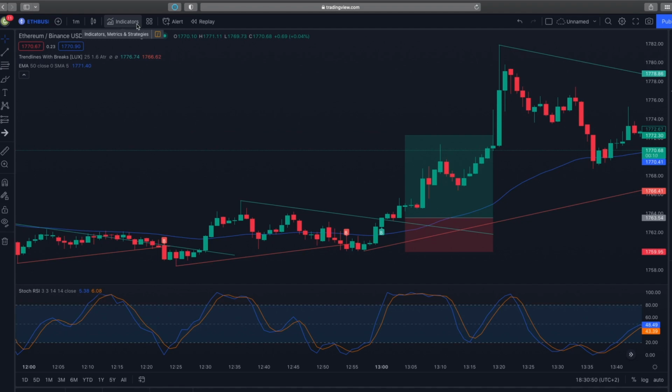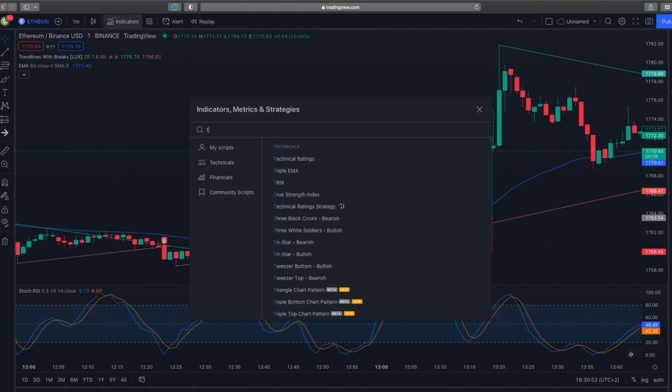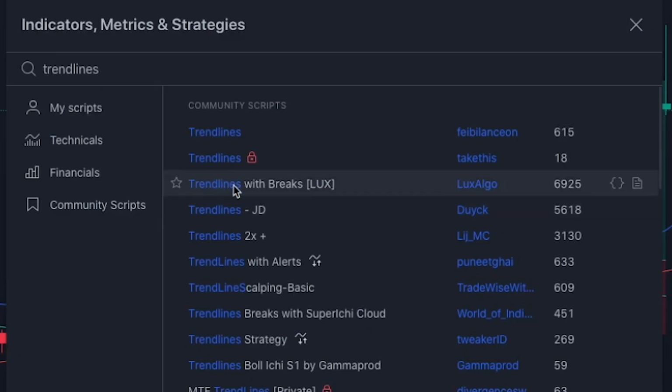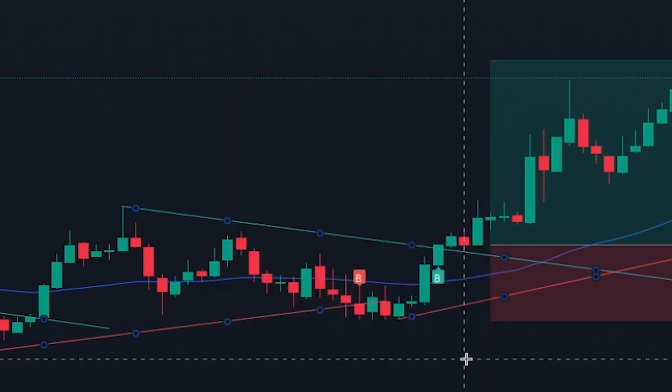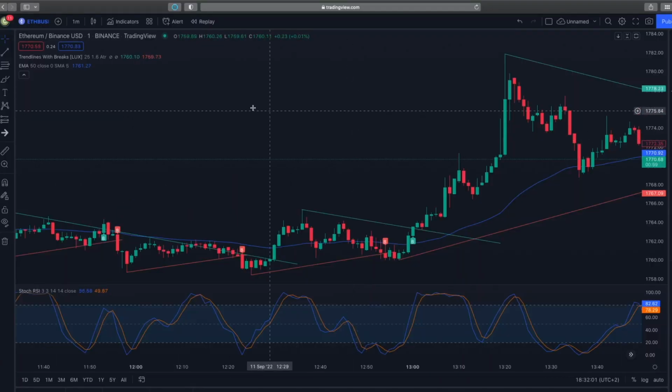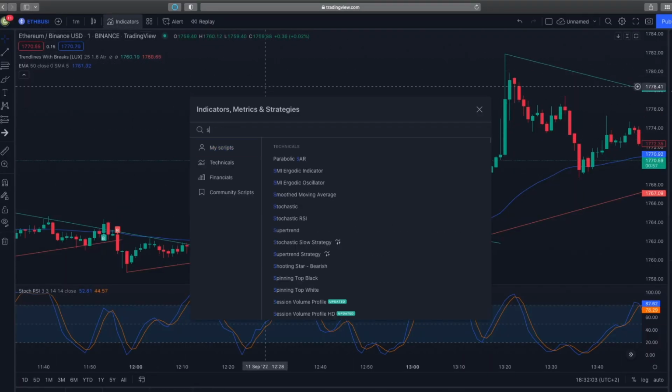The next indicator that we're going to need is called trend lines with breaks. And just add this indicator by Lux Algo. Then go to settings, change the length to 25, slope to 1.6, and slope calculation method to ATR. Then click OK. And the last indicator that we're going to need is called stochastic RSI.